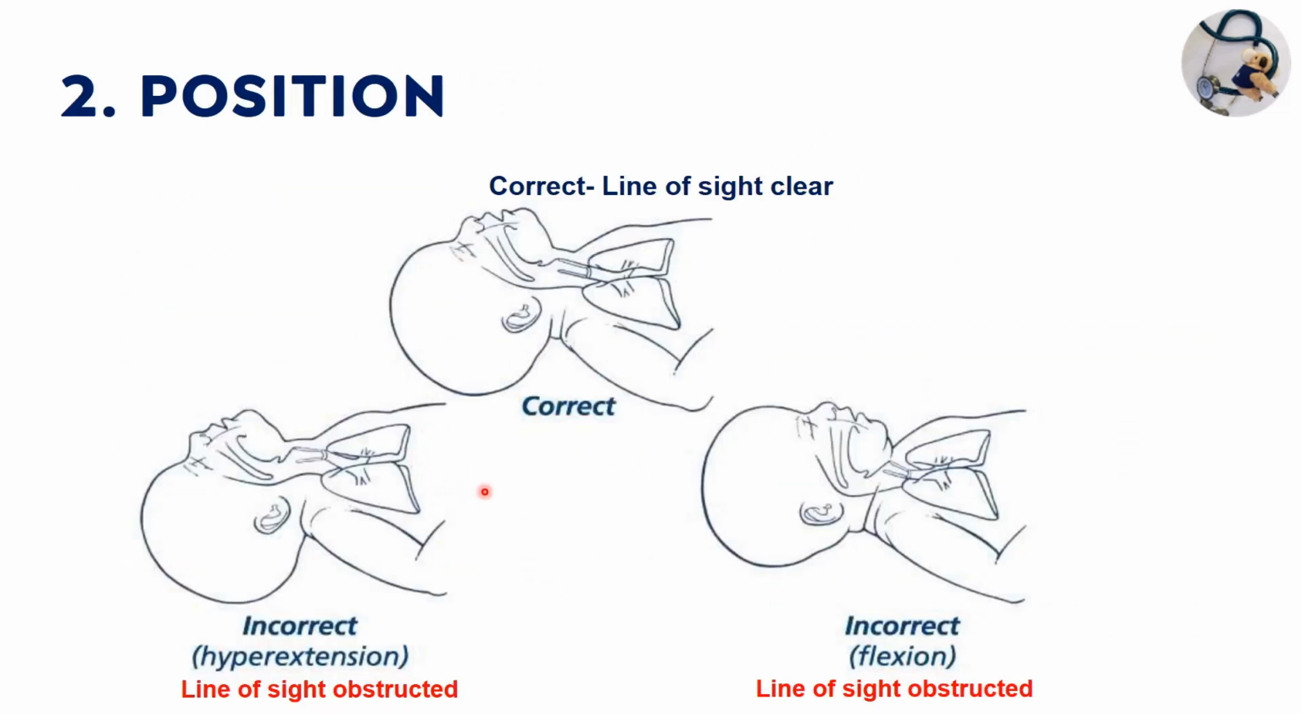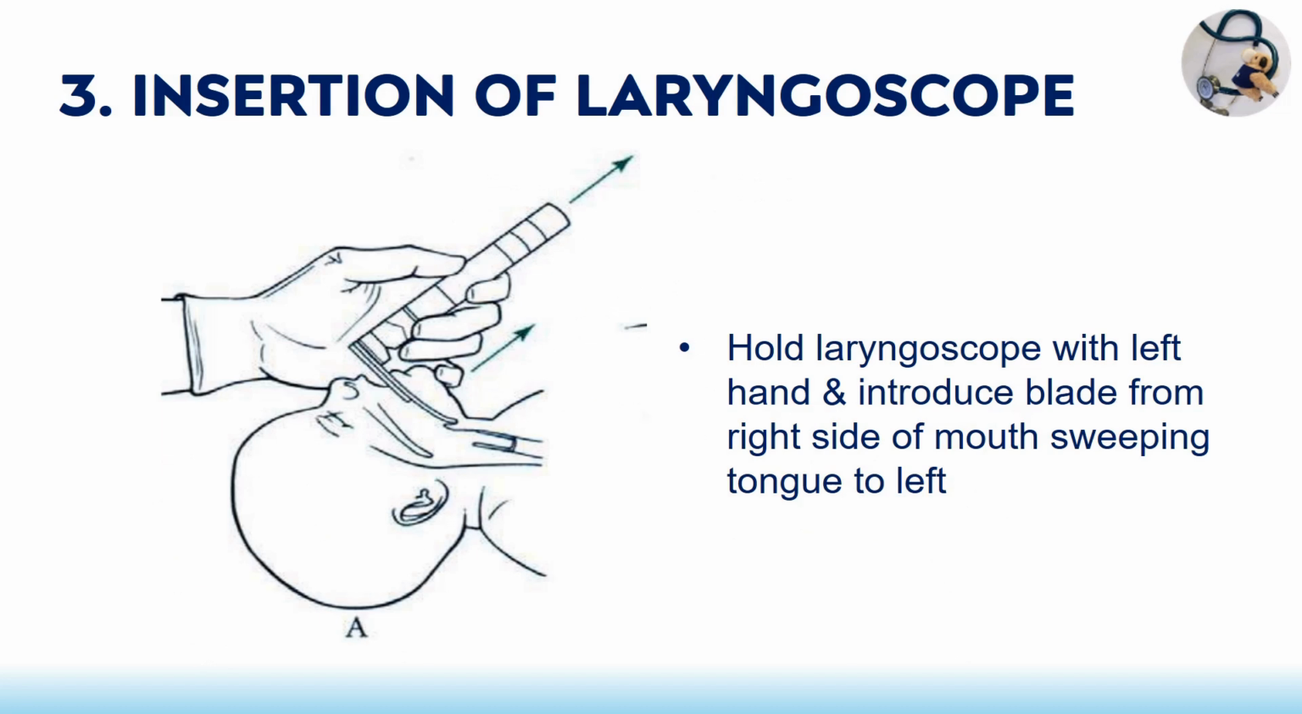So again, let's see the position. This is the correct position, which is showing line of sight is very clear. Here this is incorrect position, because this is hyperextended, and this is also incorrect, this is flexed. So when you do this at these two positions, the sight of vision is obstructed, it is not clear.